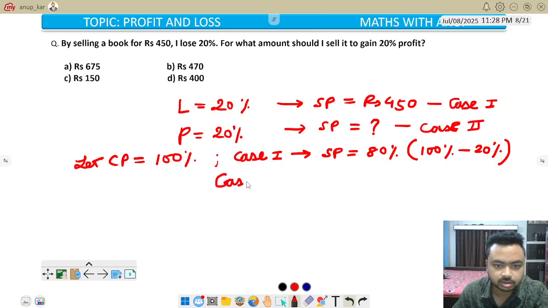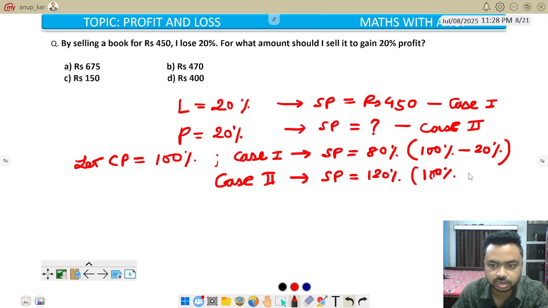Okay, then case 2, selling price percentage will be equal to 120%. Why? Because cost price plus profit percentage. This is my profit percentage, this is my cost price. So what we have been given, this selling price is 450. Okay, this selling price is 450, that is being given. So you can take it as this 450 value is equivalent to 80%.